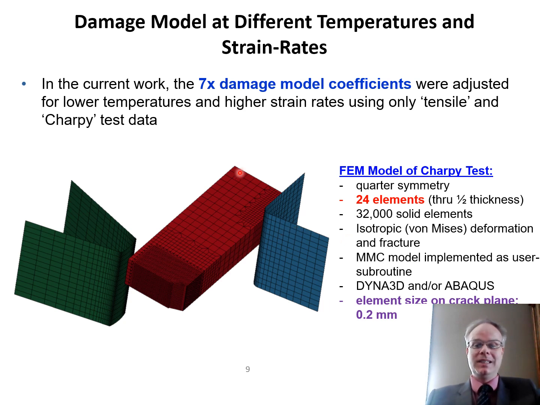So, simulations in this work: 24 elements through the thickness, a very fine mesh of 0.2 millimeters, which is what Paredes and Wierzbicki used, so that we can eliminate mesh sensitivity in the model. That is 32,000 elements, which is a reasonable size. We're only considering isotropic deformation and fracture, even though we saw in Charpy tests that this alloy displays anisotropic fracture. We're not going to consider it in this work.